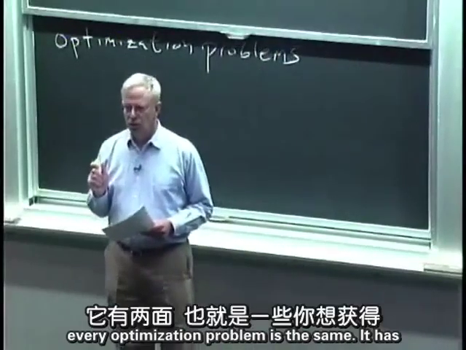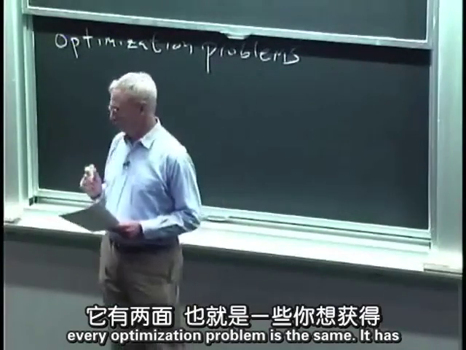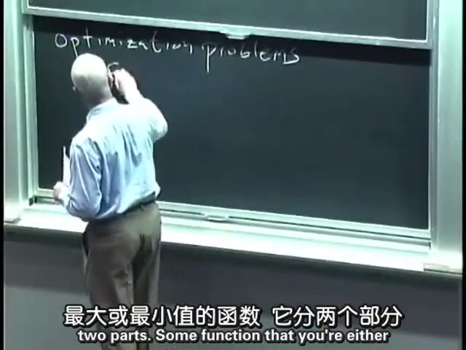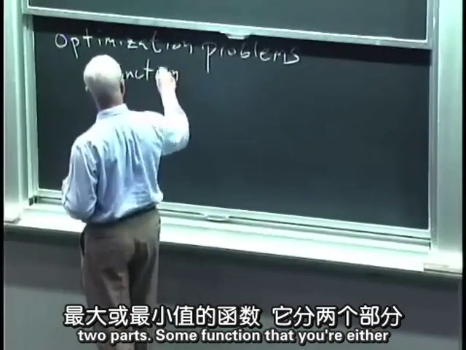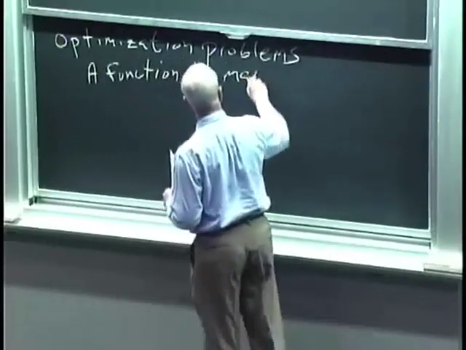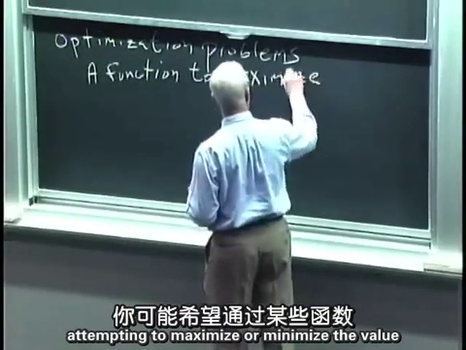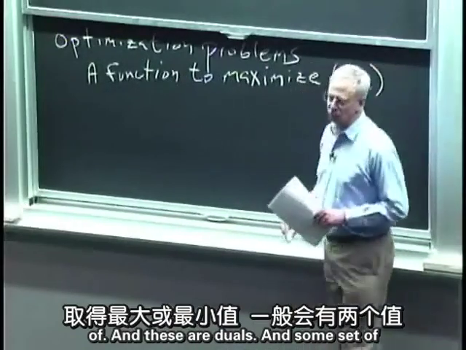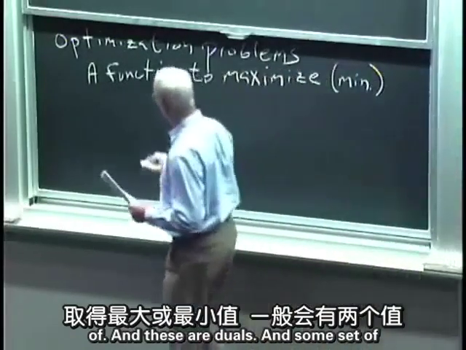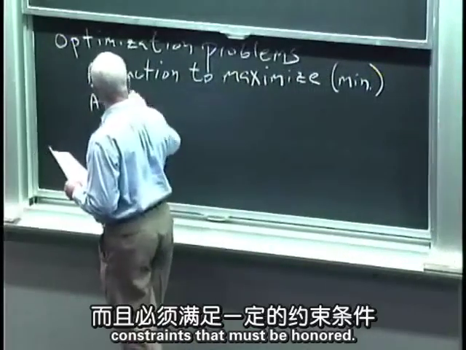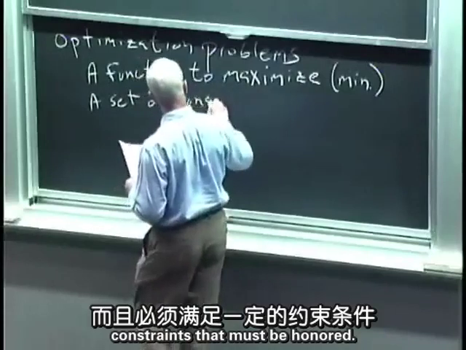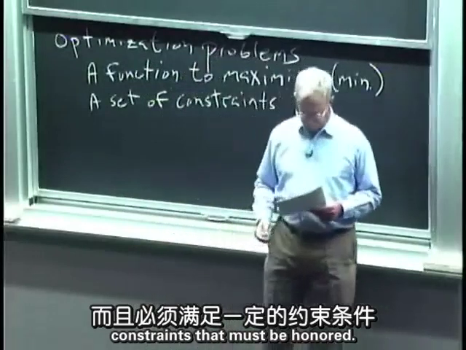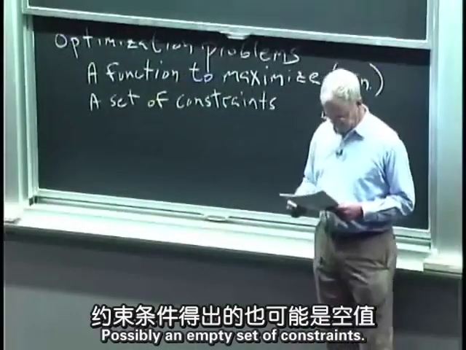In general, every optimization problem is the same. It has two parts: some function that you're either attempting to maximize or minimize the value of, and these are duals, and some set of constraints that must be honored, possibly an empty set of constraints.